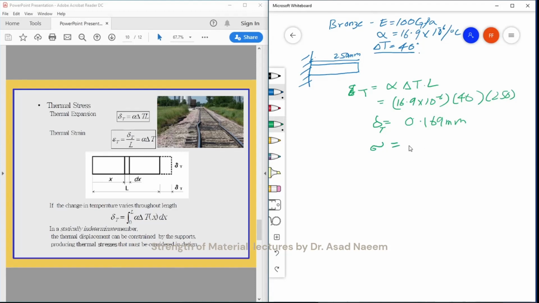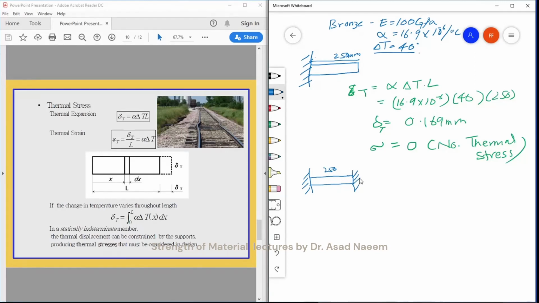I think so. The stress will be equal to 0 because now this is not strain. So there is no thermal stress, because it is not restrained. अगर मैं इसी बार को इस तरह ड्रॉ करूं, this is also 250.